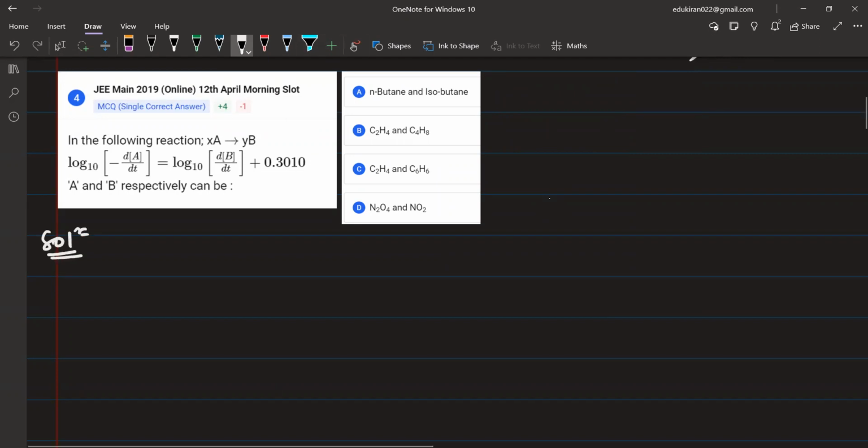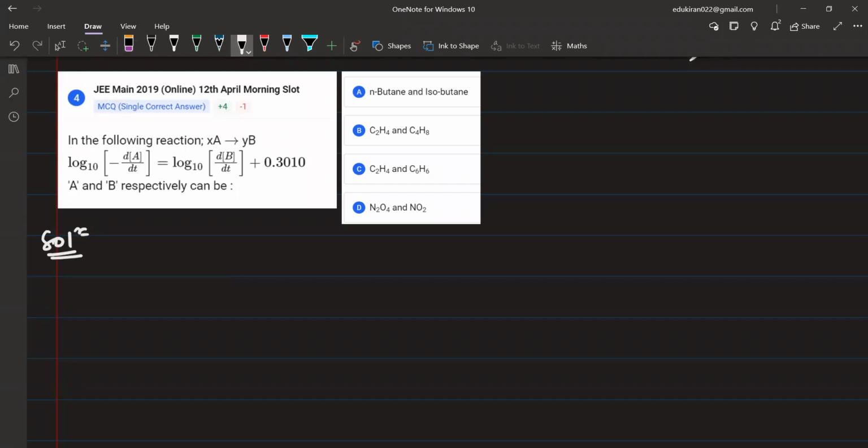Tell me, Marita. So I got the relation minus dA by dt is equal to 2 into dB by dt. But how should we connect it with the options? Wait. How minus dA by dt is equal to 2 into dB by dt? How did you get 2 into dB by dt? Can you send me how you have done this?